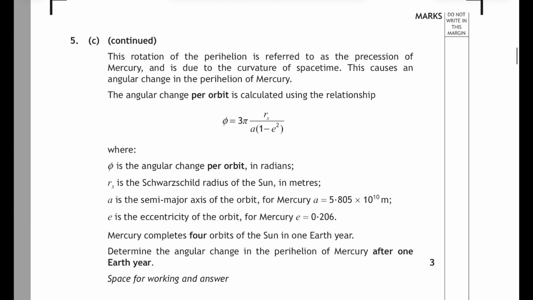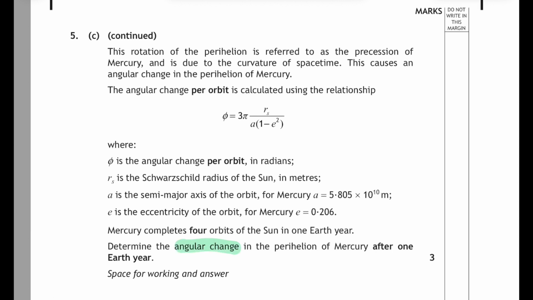using this relationship. Now, you've never seen this relationship before, so this is the unfamiliar relationship question. And all you have to do here is take the numbers that you're given and put them into the relationship and work out the quantity that's required. And in this case, that's the angular change in the perihelion of Mercury after 1 Earth year. Now, in this relationship, that little Greek letter phi is the angular change per orbit.